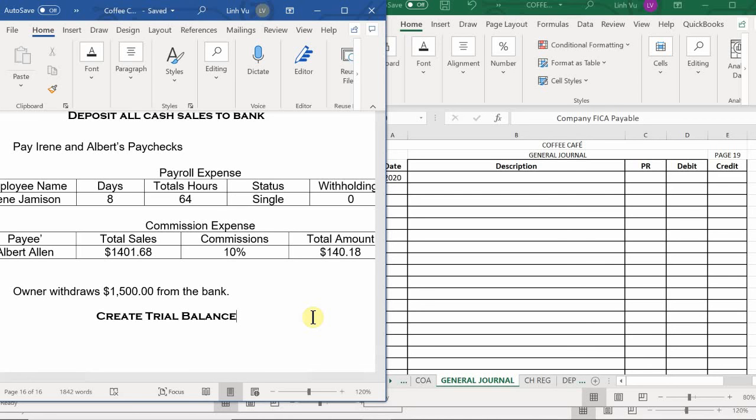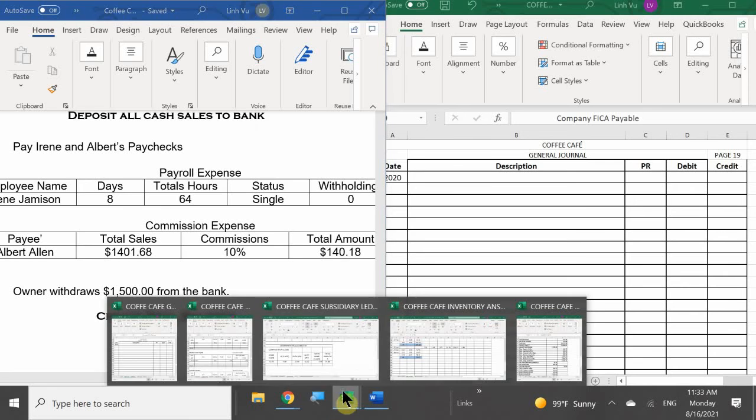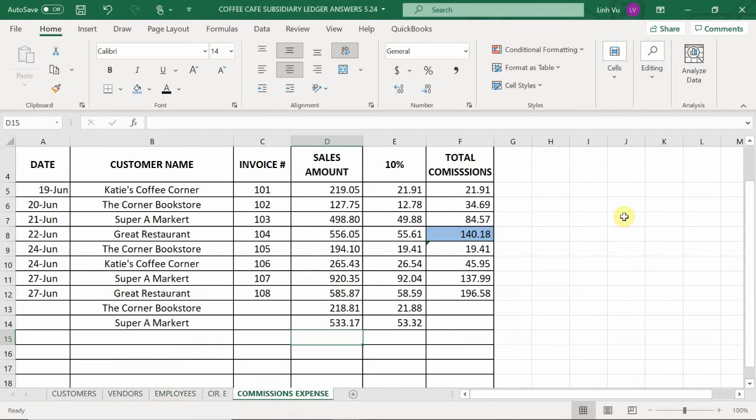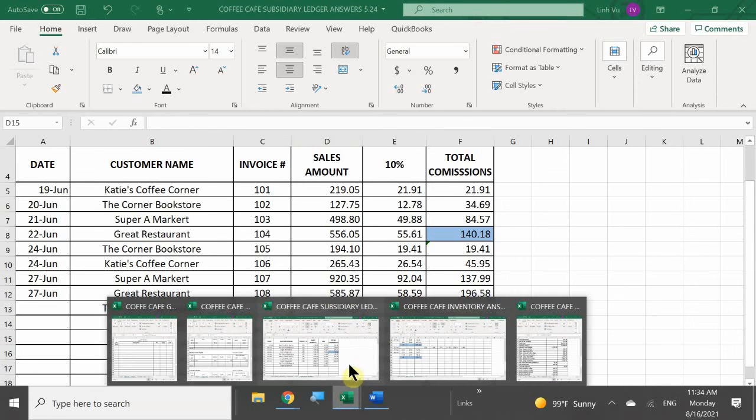Albert Allen, his total sales was $1,401.68. He gets 10%, which gives us a total of $140.18. Now let's go ahead and double confirm that in the commission section of the subsidiary ledger, which right here, 140.18 was correct, right? Because we rounded his sales along the way. So in this case, he earned a total of $140.18. So therefore, we need to cut him a check because he's not our employee.